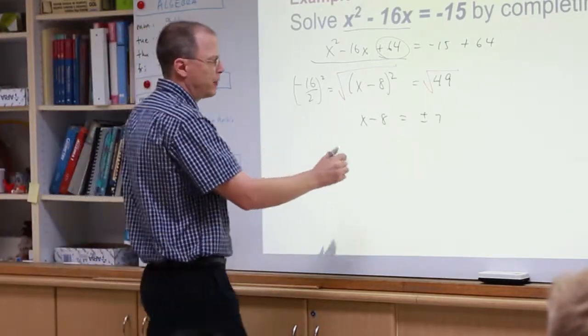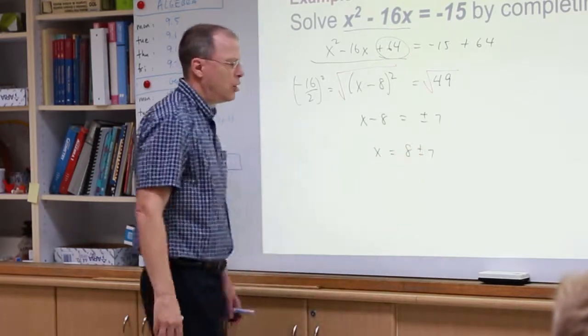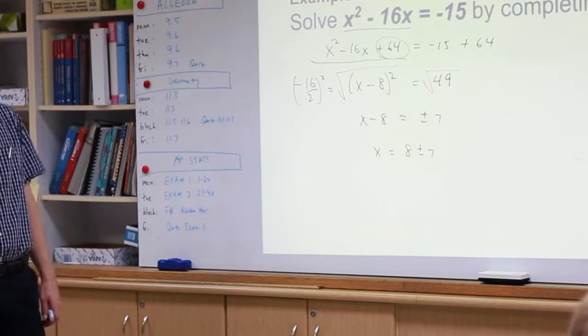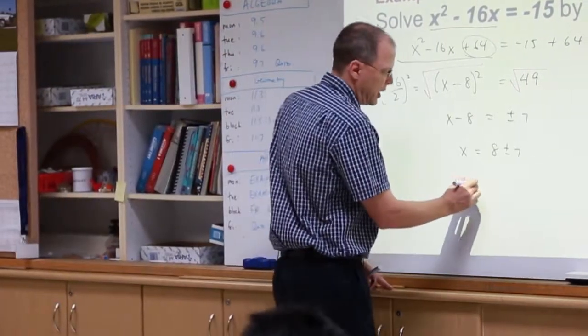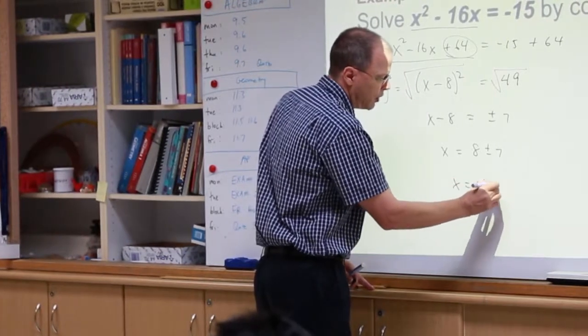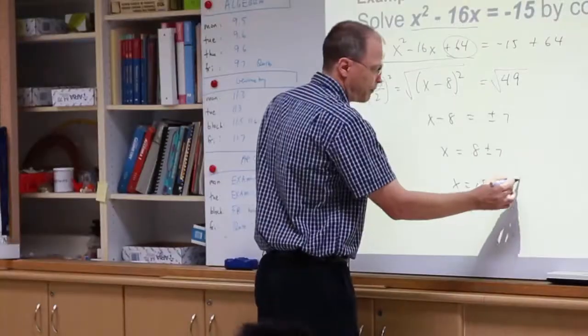And then I can add 8 over. So x equals 8 plus or minus 7. What is 8 plus 7? 15. Okay? So it could be 15 or 8 minus 7, 1.